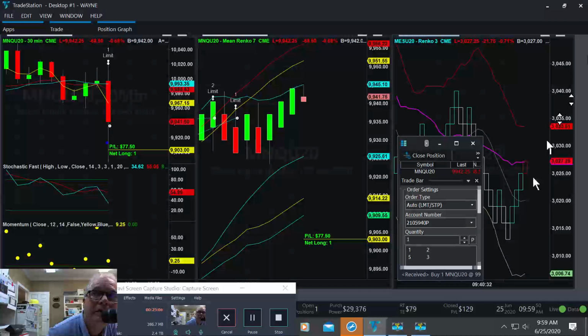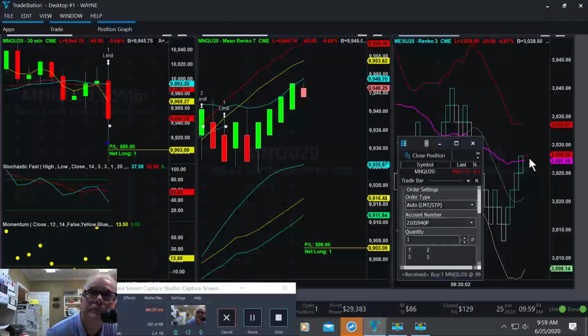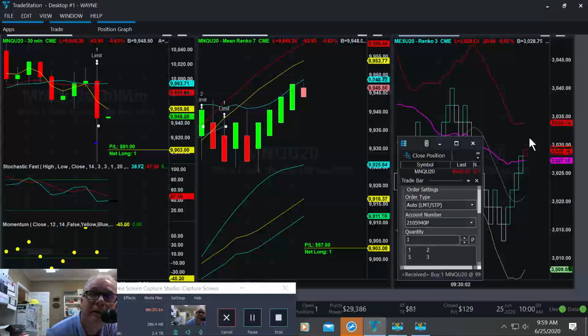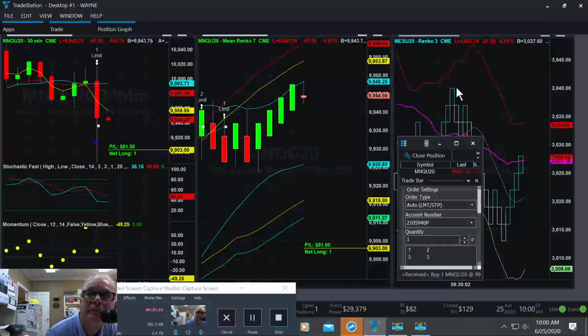See, right now the S&P's trending up, so it may go up, test that 30-40 area again, which is right up here.